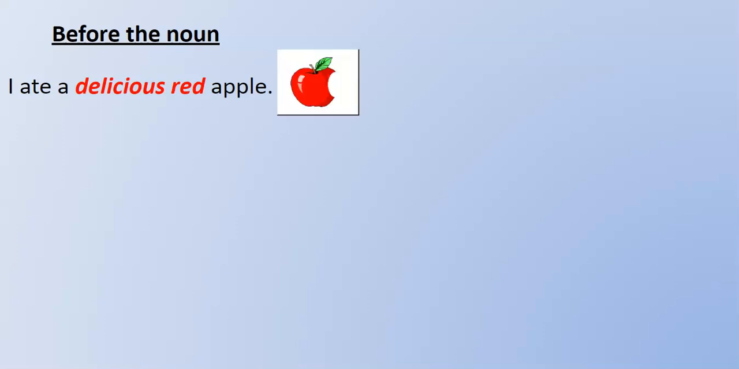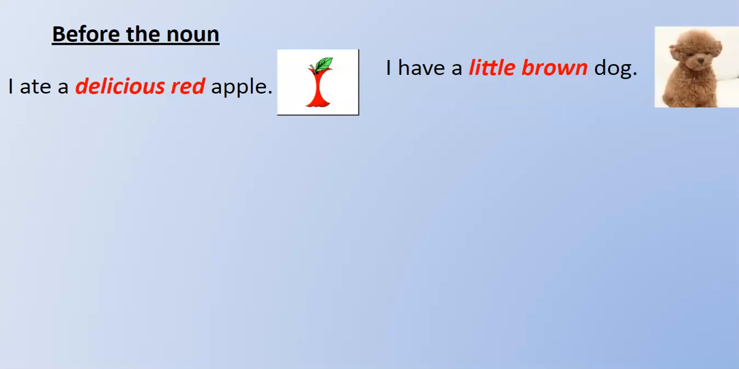Here are examples of how we can use adjectives. Before the noun, I ate a delicious red apple. I have a little brown dog. Little and brown are the adjectives.